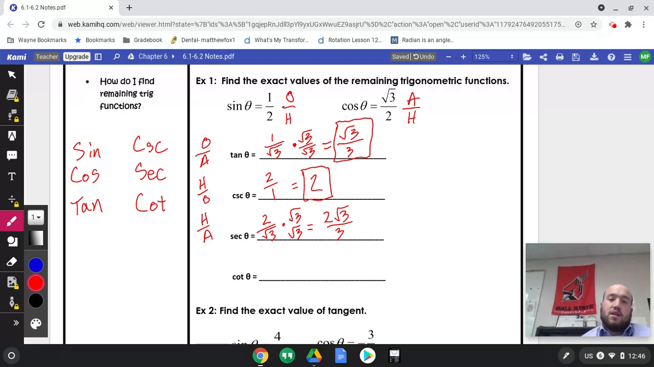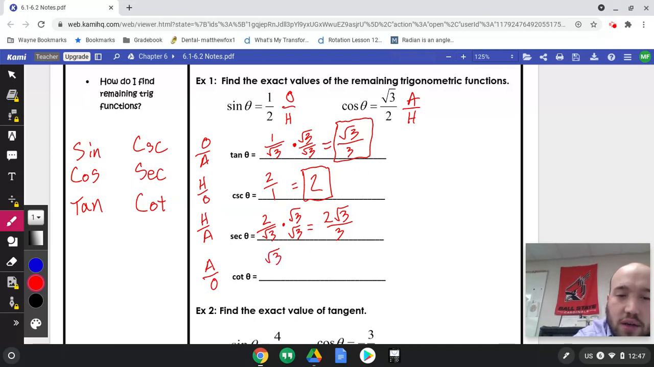Okay, and then our final one will be cotangent, and this one is the reciprocal of tangent. Okay, so we could deal with what we have right here, or we could deal with what we had at the beginning here. The other way we can think about it is it's A over O. So all of those ways will work. A is square root of 3. O is 1. So that is just the square root of 3 as our answer. Forgot to box that one. So there we go. We are done.